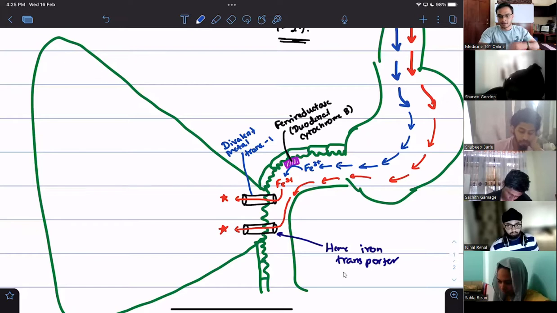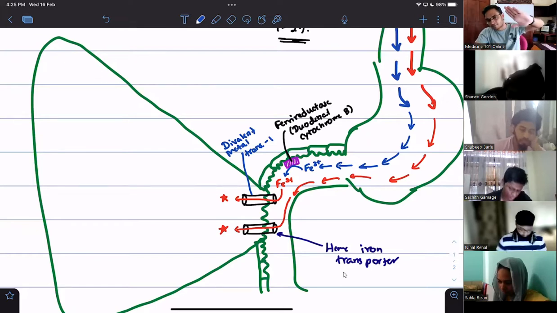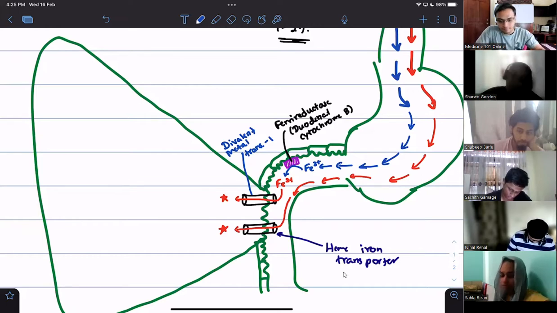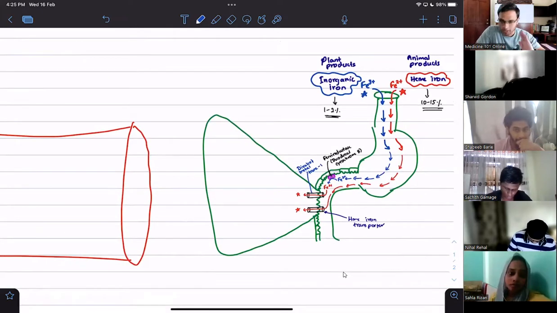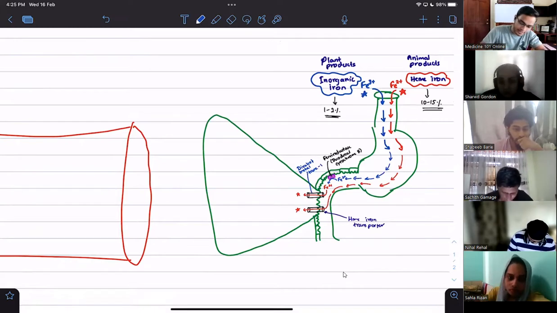Right. So up to that point, all good, yeah? Right. Now we will see what happens next, right? Look at this, guys. This iron that came to the duodenal epithelial cell now needs to come into the blood, right? So there is another barrier. The first barrier was entering the cell.